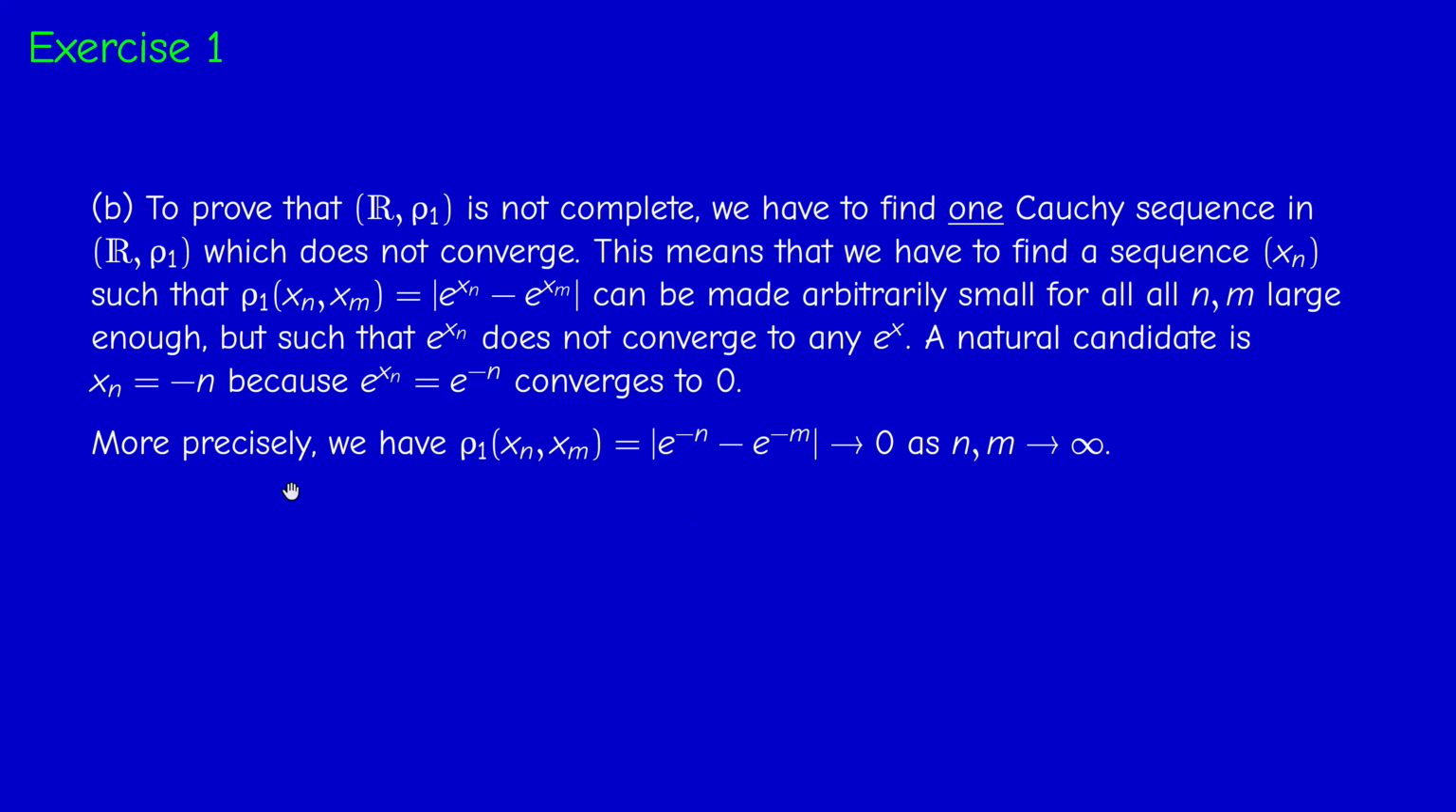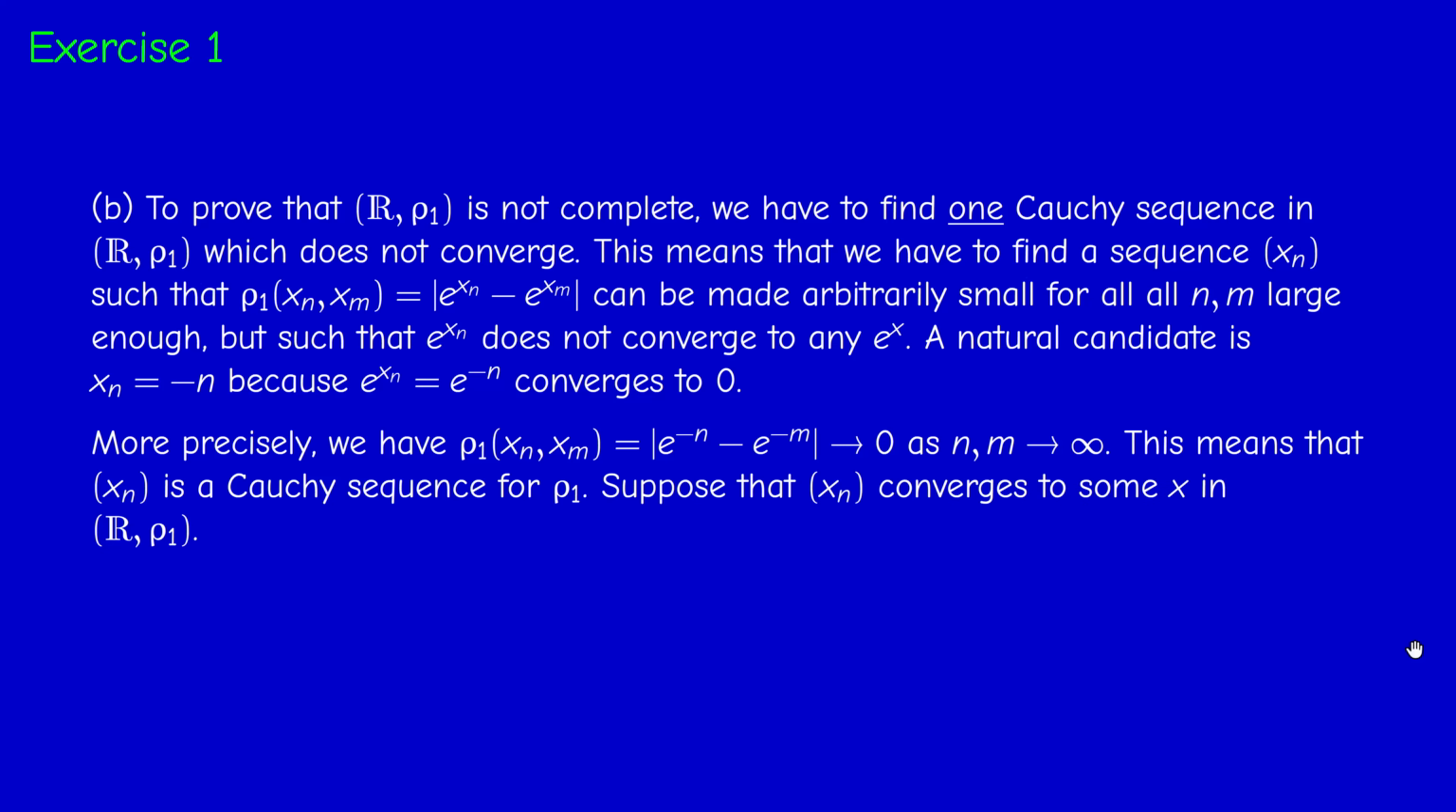So more precisely, if we take x_n to be minus n, then rho 1 of x_n, x_m is by definition |e^{minus n} minus e^{minus m}|. And this, of course, tends to 0 because the exponential tends to 0 at minus infinity. So this means that x_n is a Cauchy sequence for rho 1. And as you observe, x_n cannot converge to any element x for rho 1.